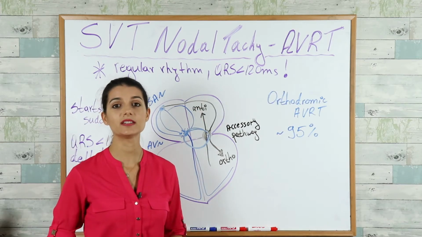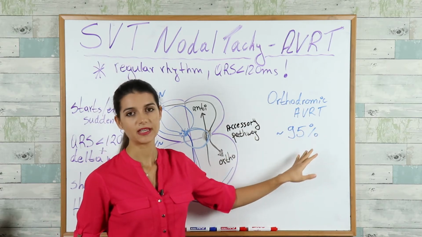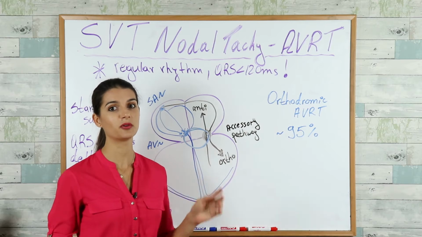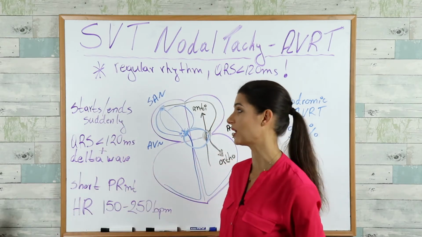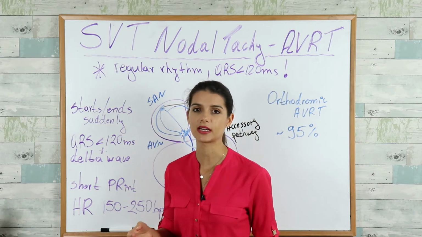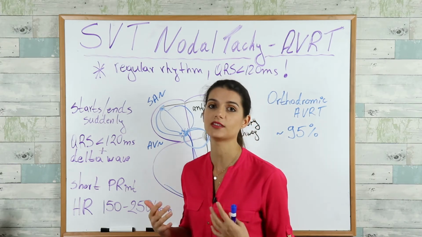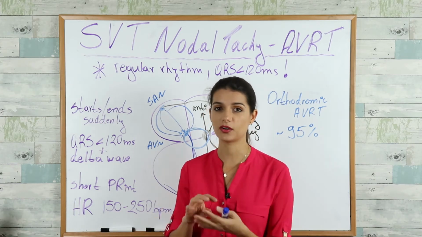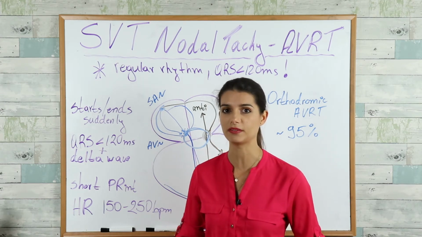The most commonly seen reentrant tachycardia is the orthodromic AVRT. It's seen in 95% of all reentrant tachycardias. It will start and it will end abruptly, in comparison to the sinus tachycardia, which we discussed. That sinus tachycardia, if it's caused by fear or anxiety, is going to start gradually, and there on EKG the PR interval will be normal and you're going to see also P waves.